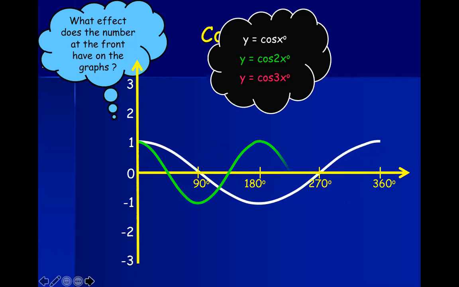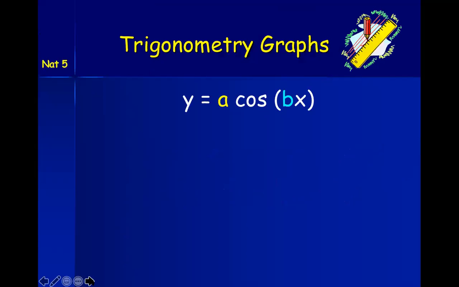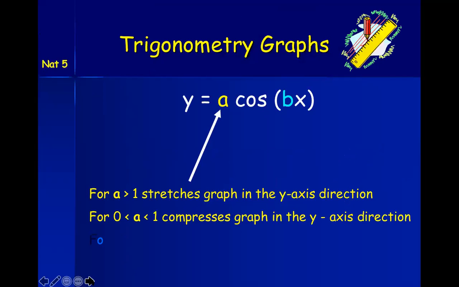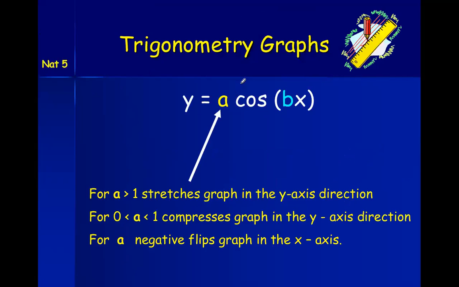Now, let's try this one. I've got 1, 2. So that's the green, cos 2x, cos 3x. And the same thing that happened with the sine, we stretch, we change the amplitude by changing the number in front, and we change the period with the b.